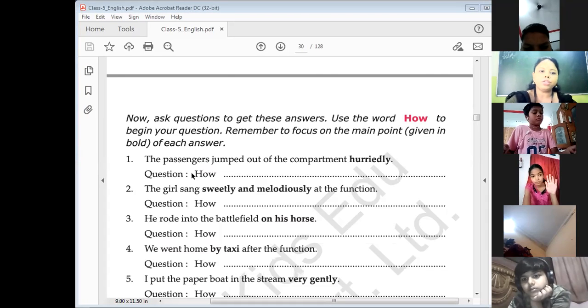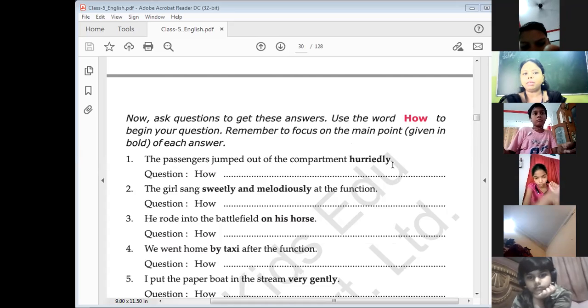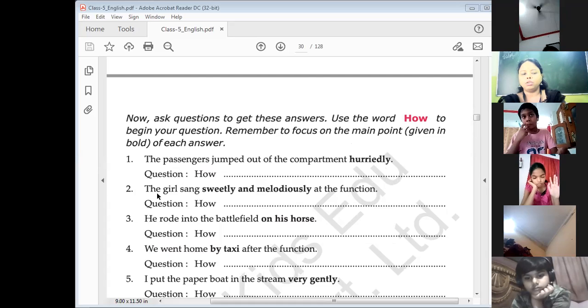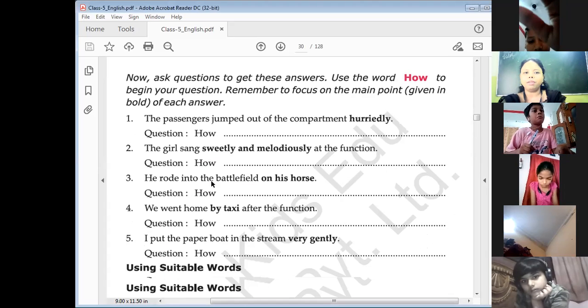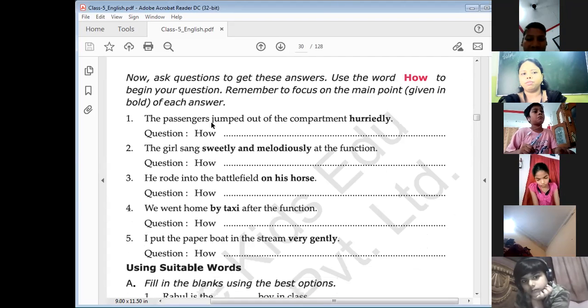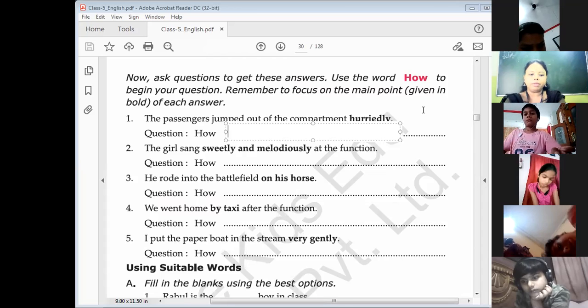So students, the first sentence is: the passenger jumped out of the compartment hurriedly. The word which is written in bold is hurriedly. Hurriedly means jaldi se. We have to write the question for this sentence. The question will be: How did the passenger jump out of the compartment? Understand?